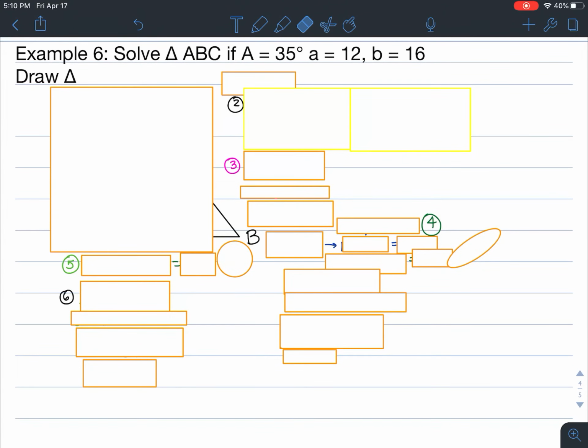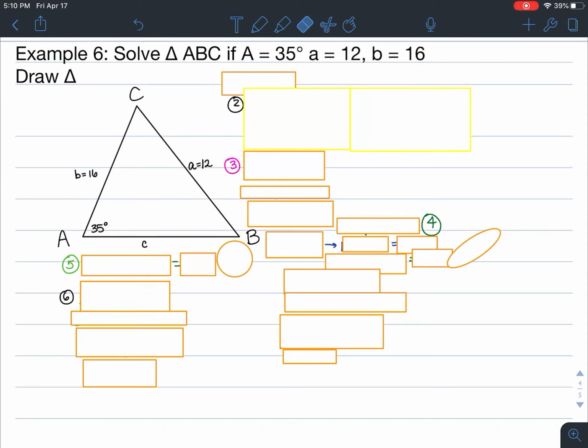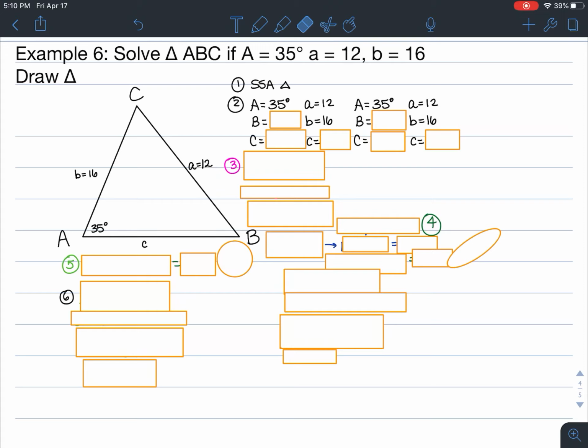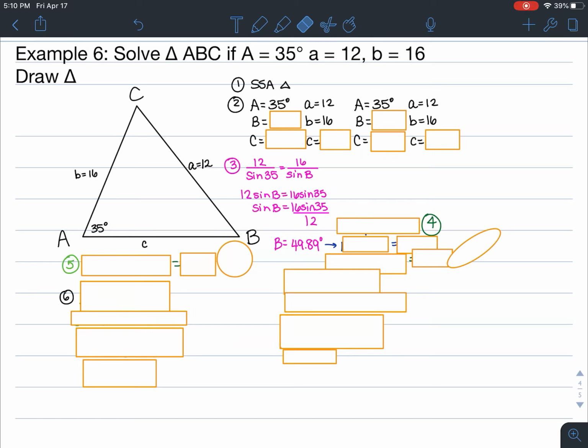Okay, last one. Here's your given. Oh, there's a lot of work here. It looks like it's going to be 2. We're going to draw our triangle. Identify the type. Assume there's 2. You might have to pause the video because I know you have a lot more to write than I do here. You're going to set up the law of sines. You're going to cross multiply, divide, and inverse. I think that's down here. So angle B for triangle 1 is 49.89.